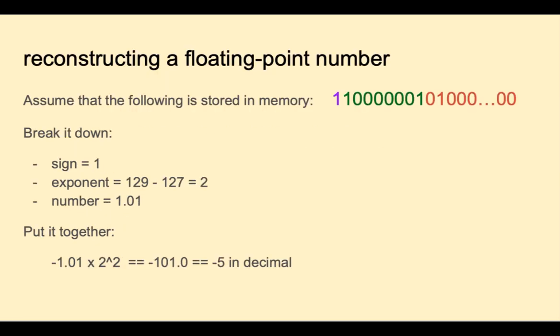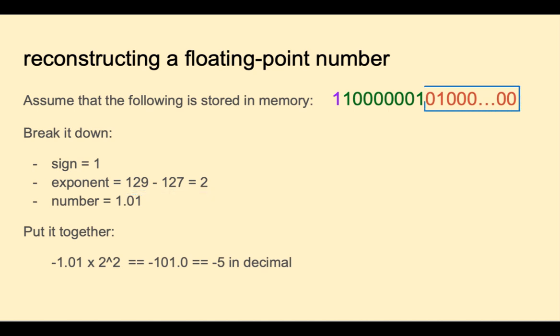Let's look at an example. Imagine we can peek into memory and see this binary 32-bit number. What number is this in decimal? The sign bit's 1, so it's a negative number. The exponent, 10000001, is 129 in decimal. Once we subtract the bias of 127, this gives an exponent of 2.